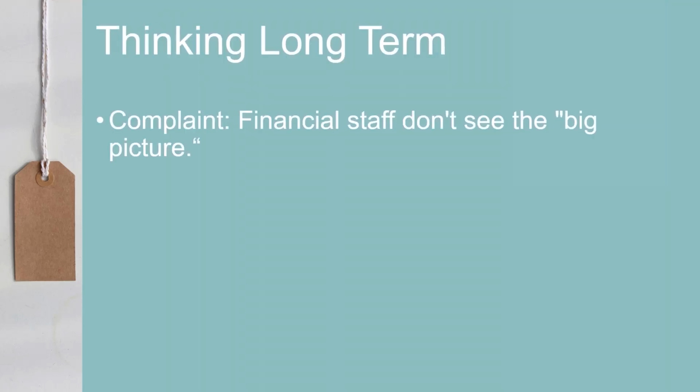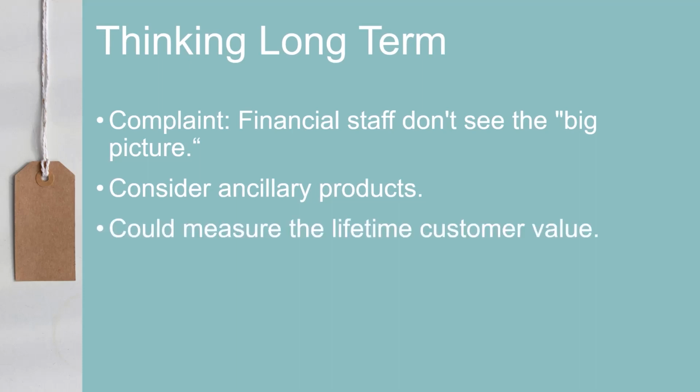A common complaint about financial staff is they don't see the big picture. The argument is that financial analysis can focus too much on a transaction or product, but sales staff know that a low margin deal can bring future profitable business. It's true that a full financial picture needs to consider both the costs and revenues from ancillary services to a product. You may want to measure the lifetime customer value of customers who use this product rather than product profitability. In this case, you're optimizing for customer profitability, not product profitability.